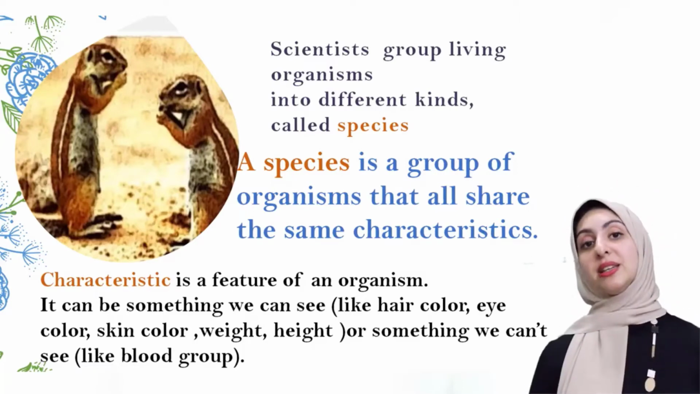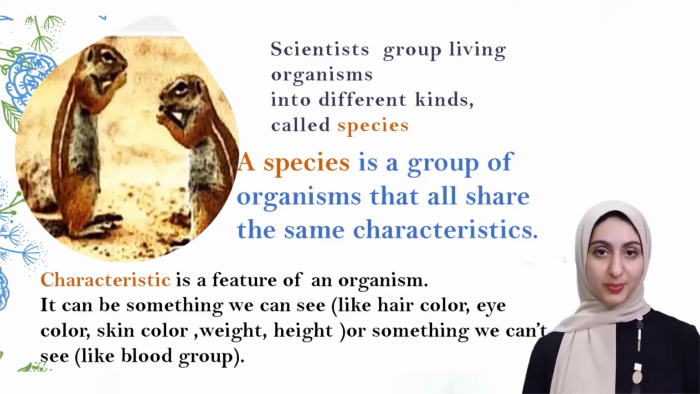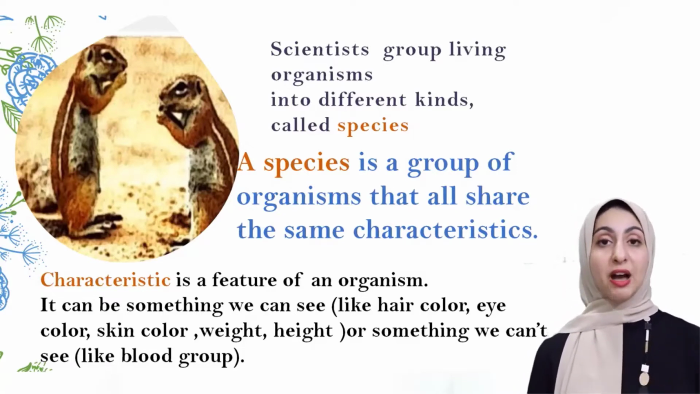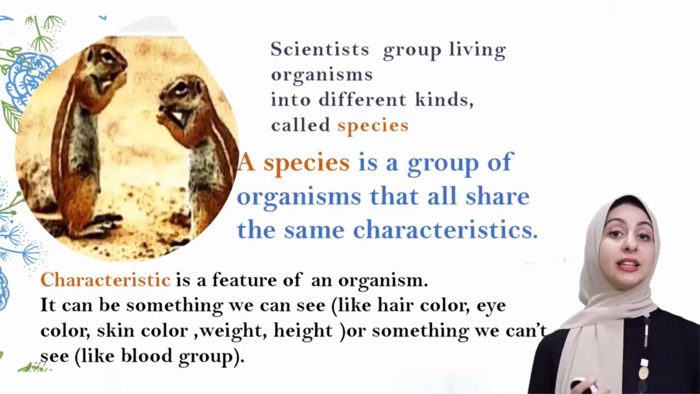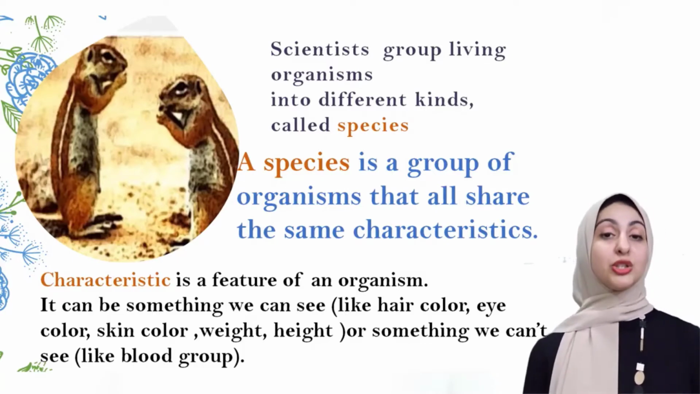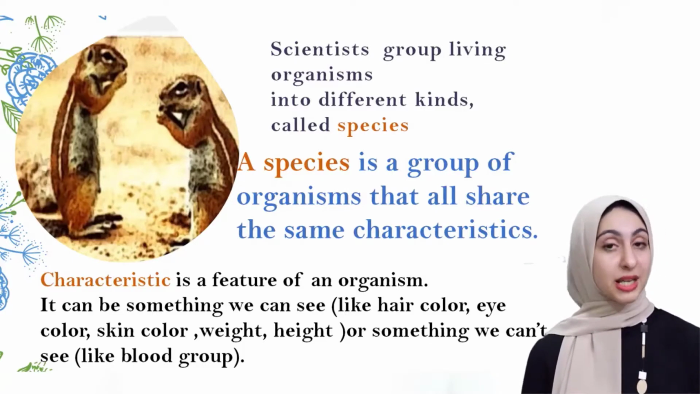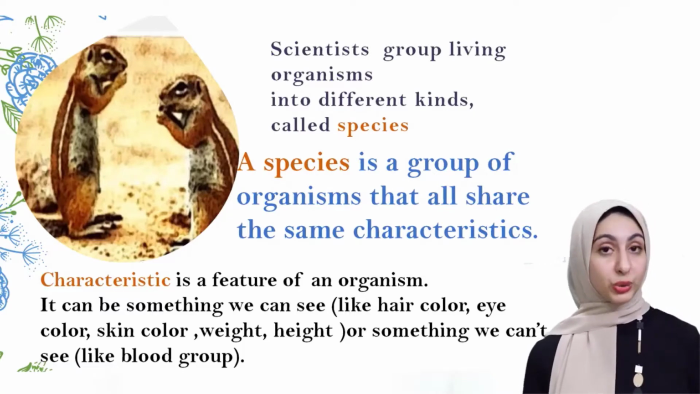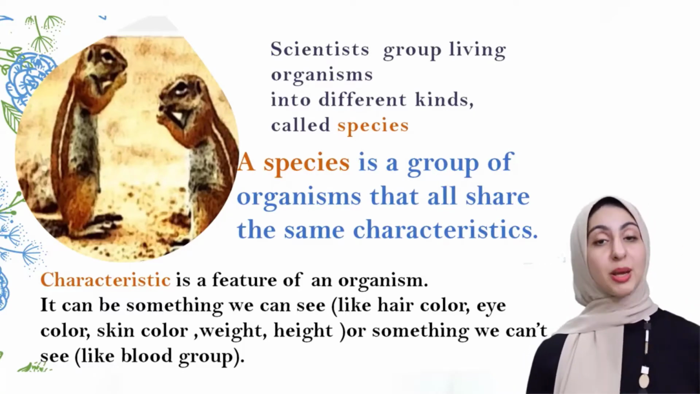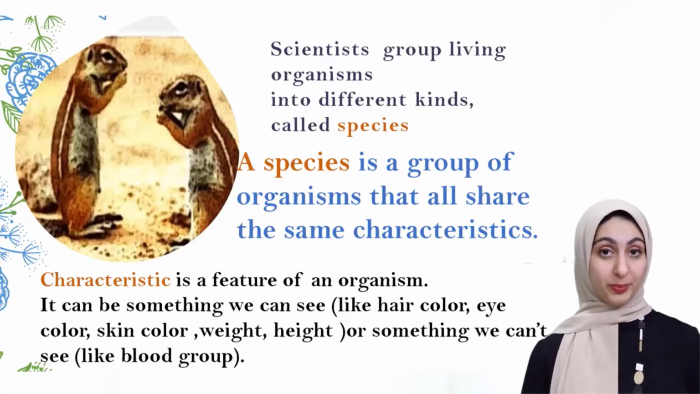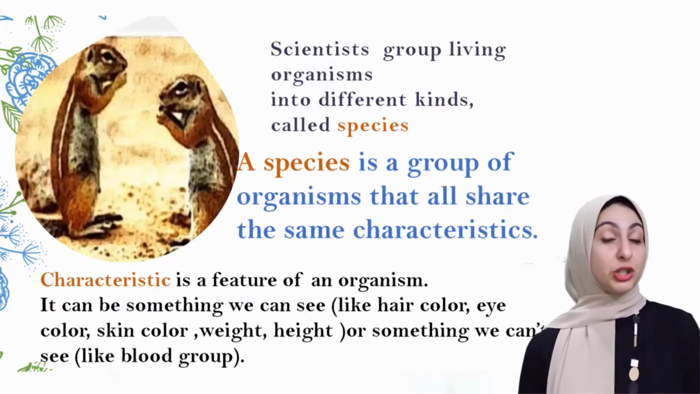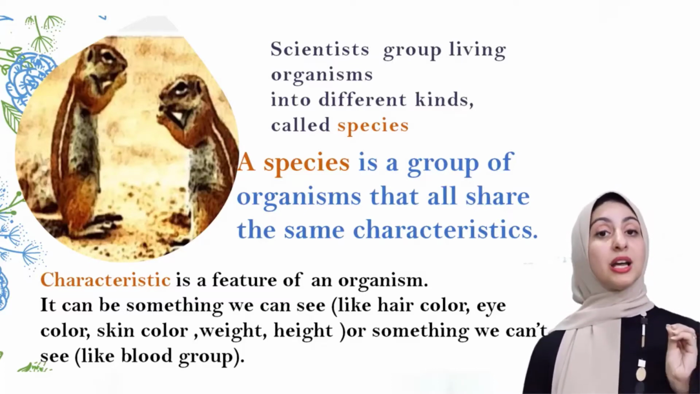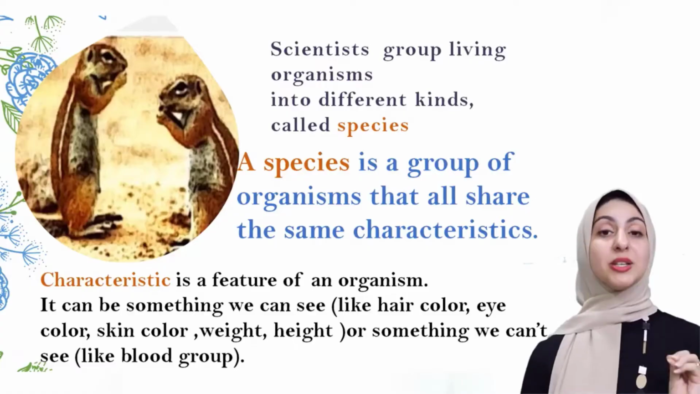As you can see here in the picture, there are two squirrels. These two squirrels have similar features and characteristics: they are living in the same place, they are eating in the same way, they are adapted to live in their habitat in the same way, they are standing on two legs, and they have one stripe on their body. So they have similar or the same features. That's why we put them in the same species.